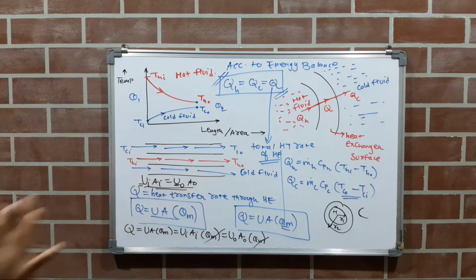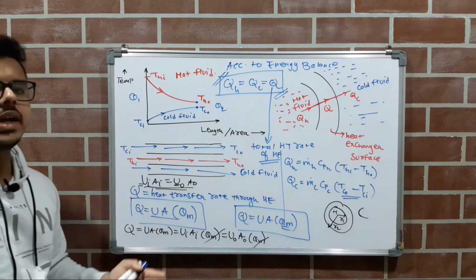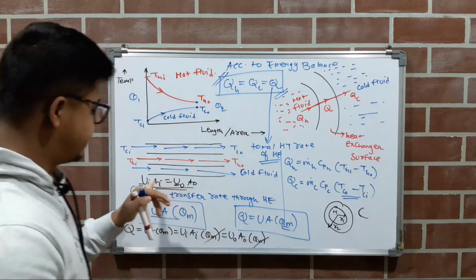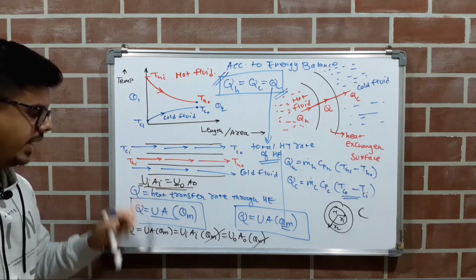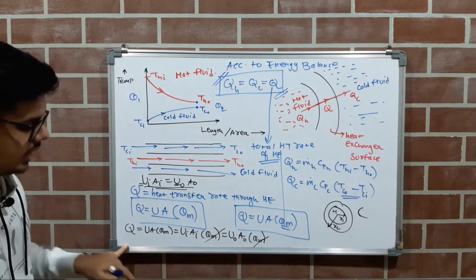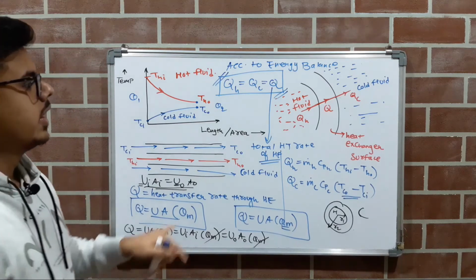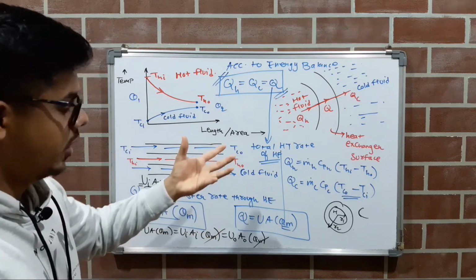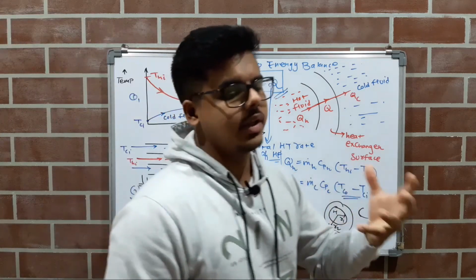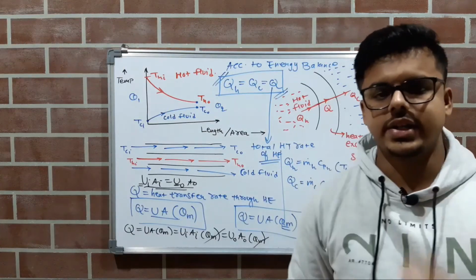This is the method, that is UI AI equals UO AO. This product will be the same. So keep this equation in mind. This is more important. I hope you got the idea why we have to consider theta m in the heat transfer rate in the heat exchanger.